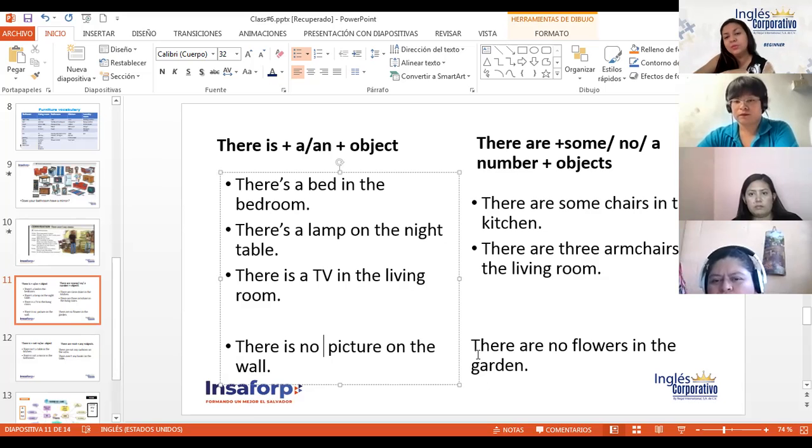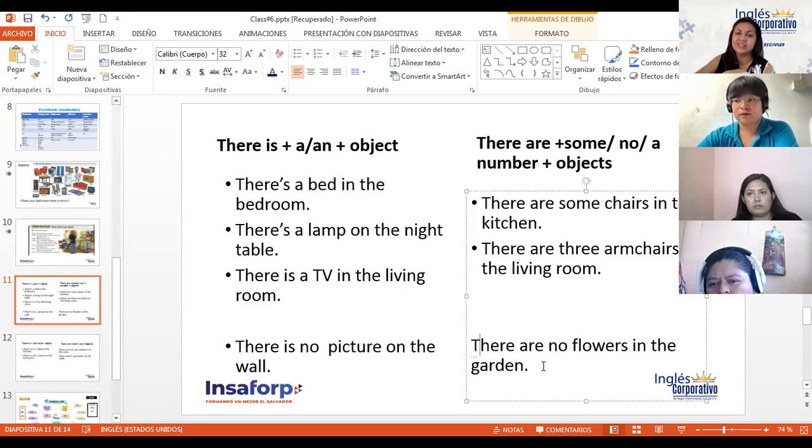And you can say no. There are no flowers in the garden. No hay flores en el jardín. There are no flowers in the garden. So this is the first formula. Now, remember, some se usa para decir algunos y es en afirmativo. Affirmative. Ahora para decir en negativo, no hay ningún, vamos a ver.